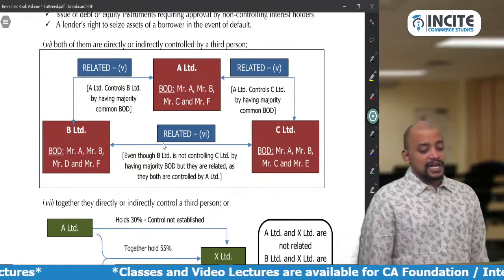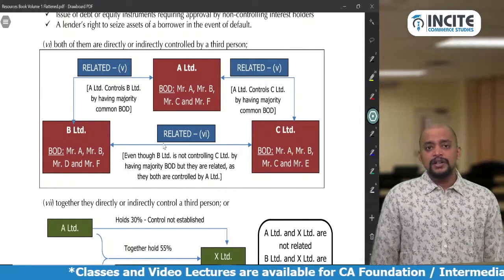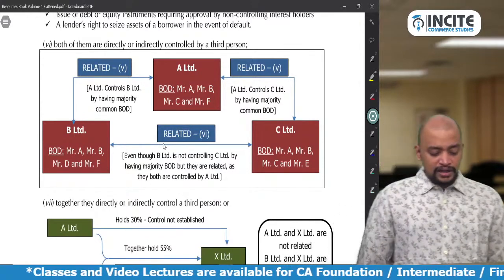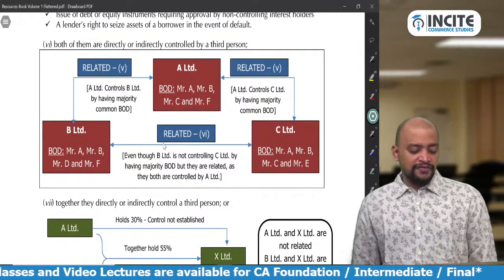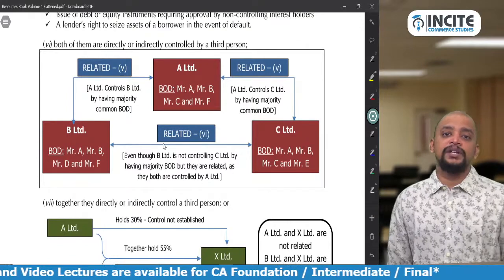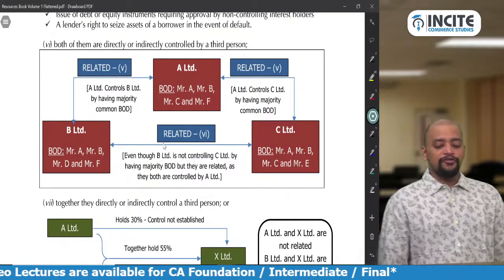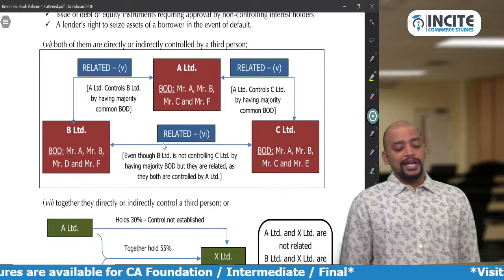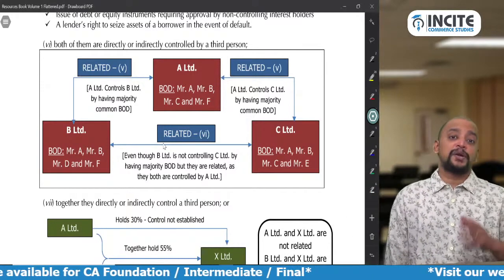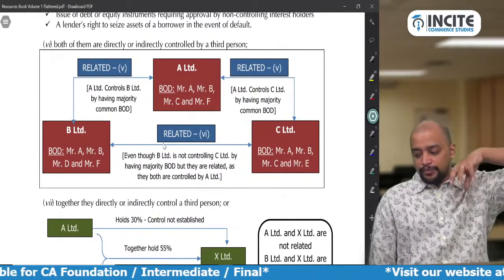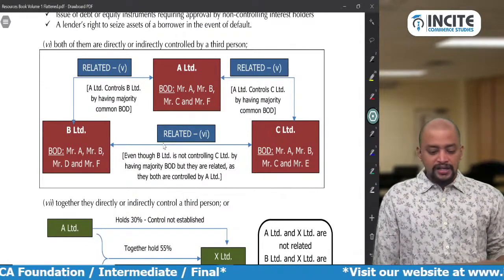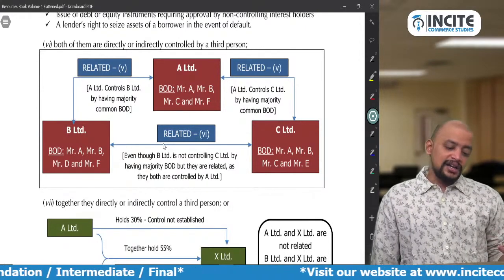A, B, C, F, A, B, D, F. So if you see, three are common. A, B and F are common between A Limited and B Limited. So as 3 out of 4 are common, therefore A Limited and B Limited are related as per point number 5. They both are coming under related.